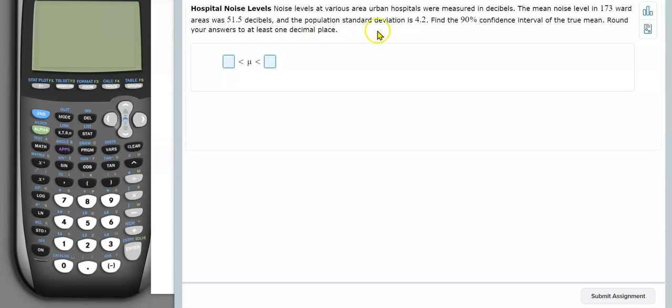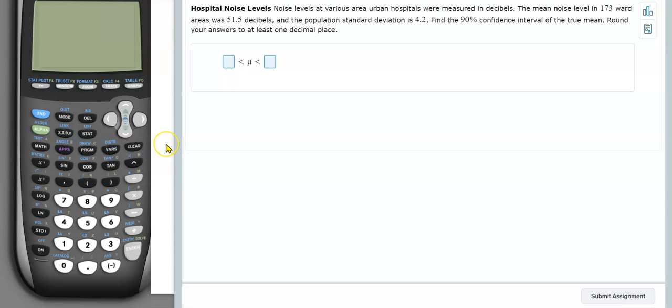The population standard deviation is 4.2. So this is for the 173 again, the sigma. And what we want to do is find the 90 percent confidence interval of the true mean. They also tell you here to round your answer to at least one decimal place, one on the left, one on the right.